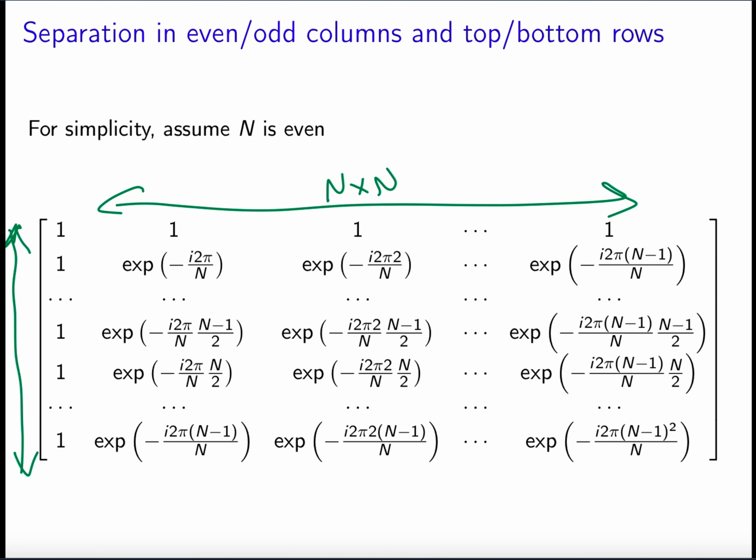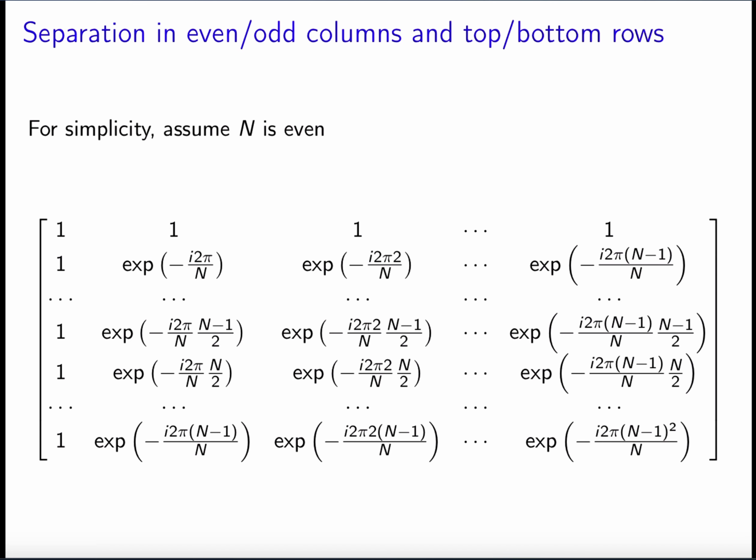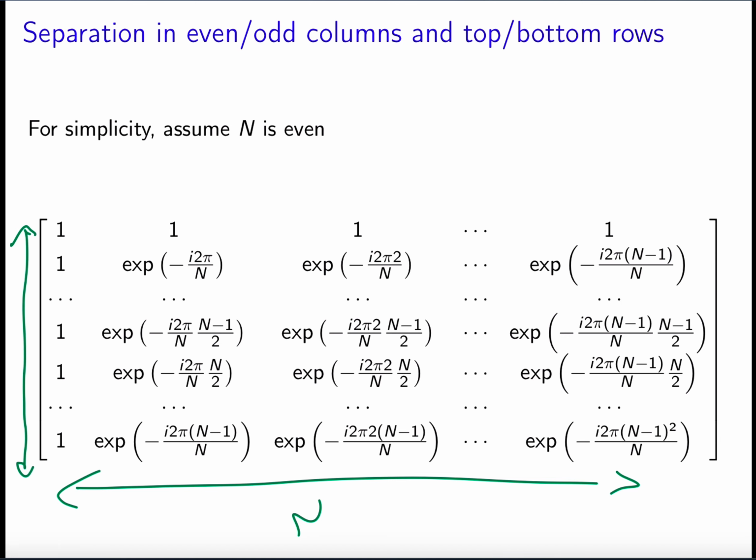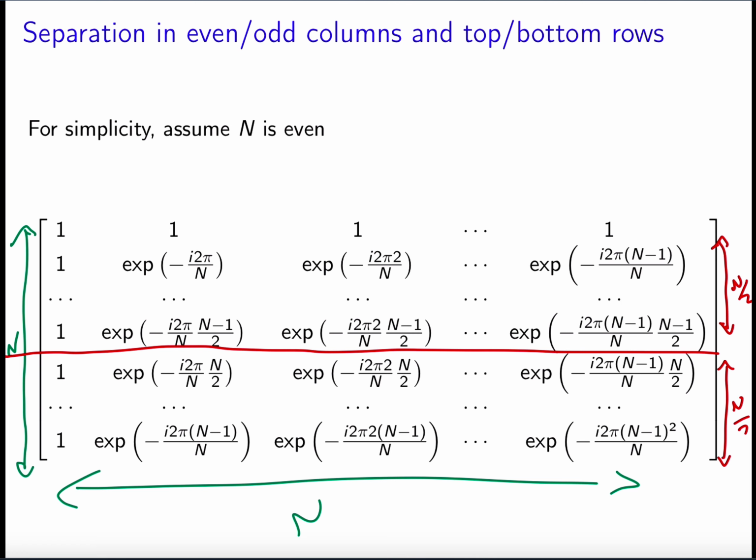Oops. Okay, so maybe I should have, that was maybe confusing. It's an n times n DFT matrix, and now we're going to separate it into sub-matrices. I'm going to show that they have very special structure. In particular, we're going to cut it in half here, where this is n half and this is n half. We're also going to separate it according to even.